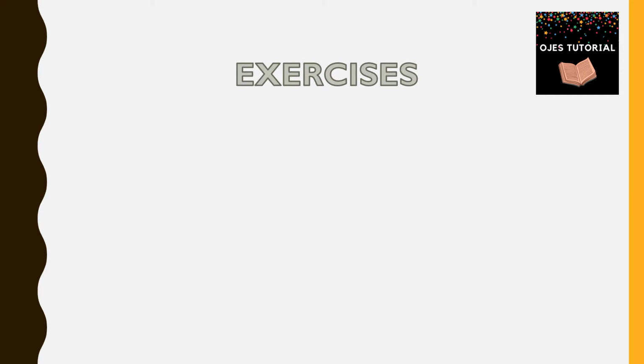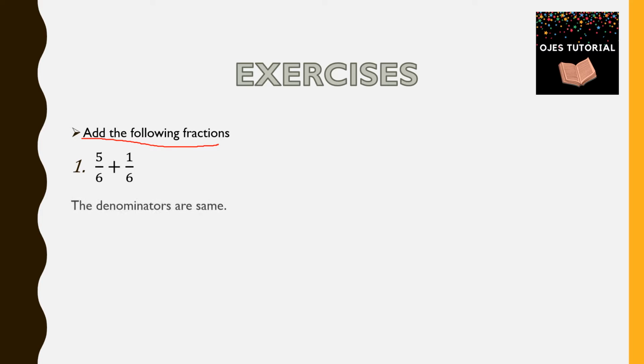Now let's start with the exercises. Add the following fractions. 5 upon 6 plus 1 upon 6. As you all can see, the denominators are same in both the fractions. The denominators are 6. So we add the numerators. 5 plus 1 equals 6. So the fraction formed is 6 upon 6. And when we reduce 6 upon 6, we get 1 because here 6 ones are and here 6 ones are. So the final answer is 1.